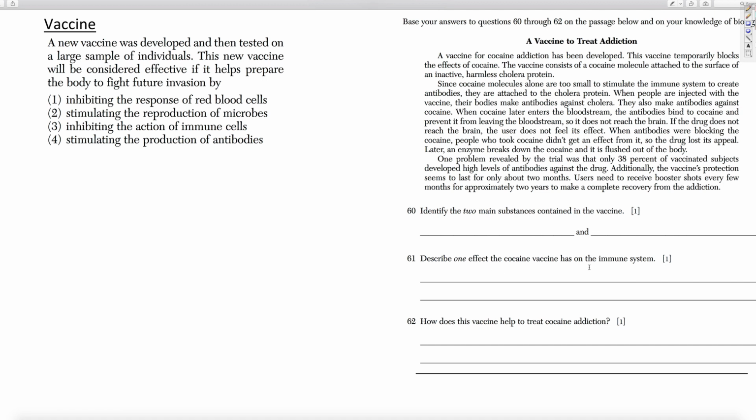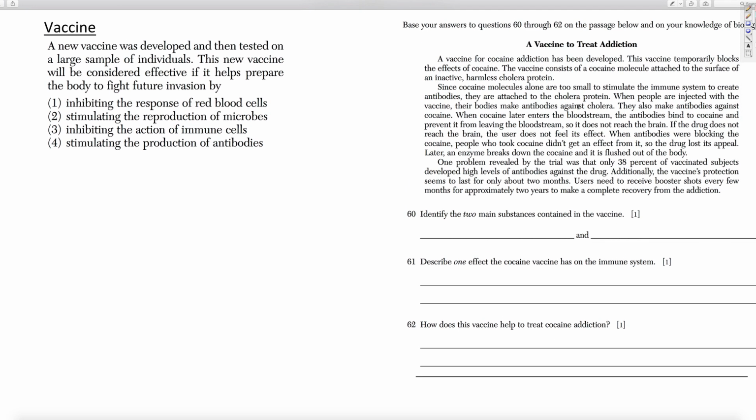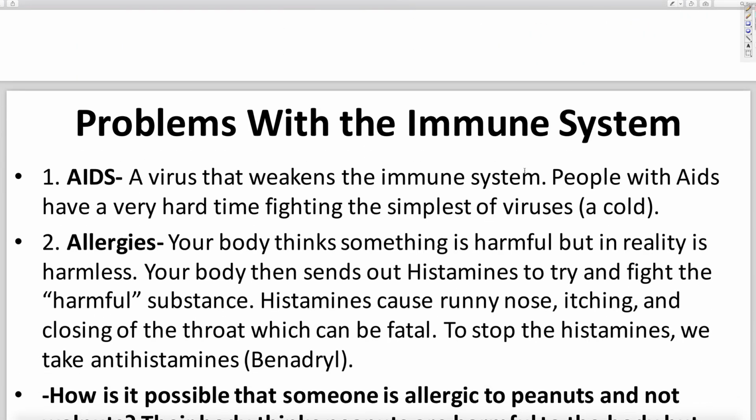Describe one effect that the vaccine has on the immune system. They get the body to produce antibodies. Right, it stimulates the production of antibodies. How does this vaccine help treat cocaine addiction? Reduces the effects of cocaine. Right, blocks the effect of cocaine, exactly. Usually you could just find a quote exactly in it. Yeah, it says it. Okay.